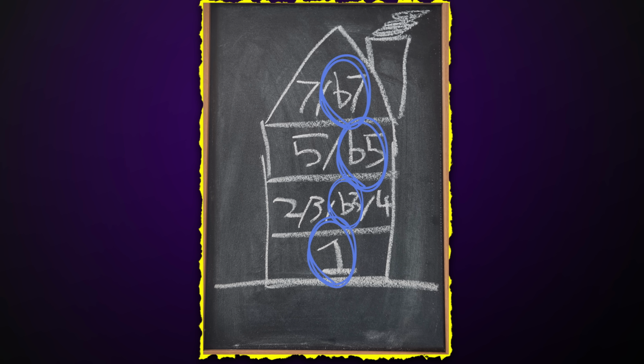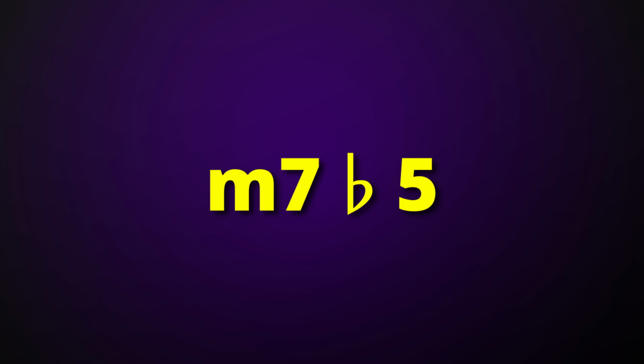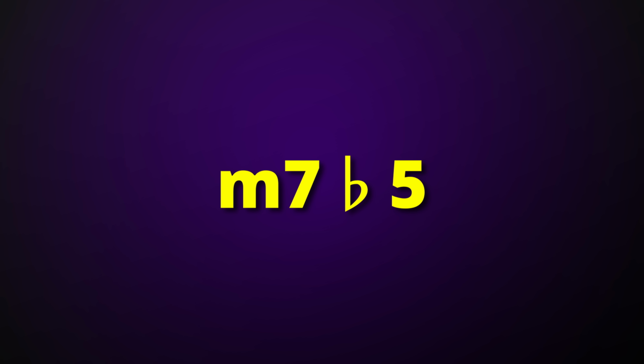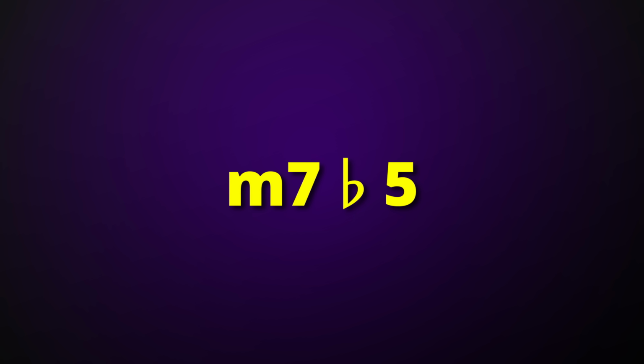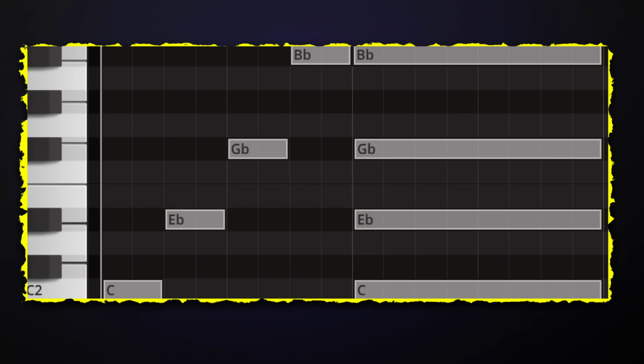As such, you'll see them written as 1, flat 3, flat 5, flat 7. You can also just take a minor 7th chord and lower the 5th note to create them, hence the name minor 7 flat 5. This is a tense, awkward chord that wants to resolve to something a bit more settled. Here's how C minor 7 flat 5 sounds with the notes C, E flat, G flat and B flat.